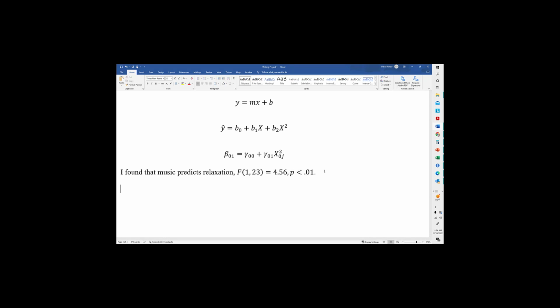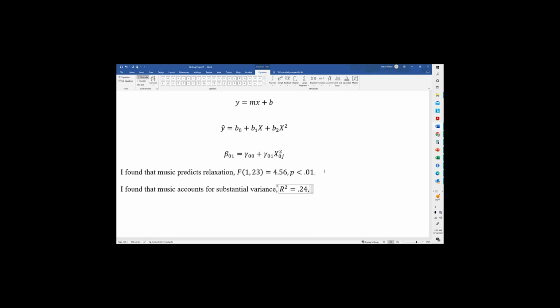It's really great. If you're writing, I found that music accounts for substantial variance, Alt plus equals R squared equals 0.24, P less than 0.01. Space out and boom.